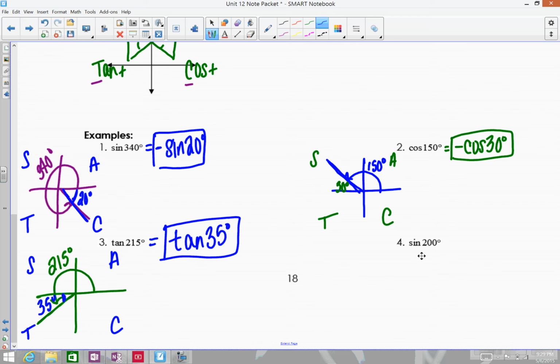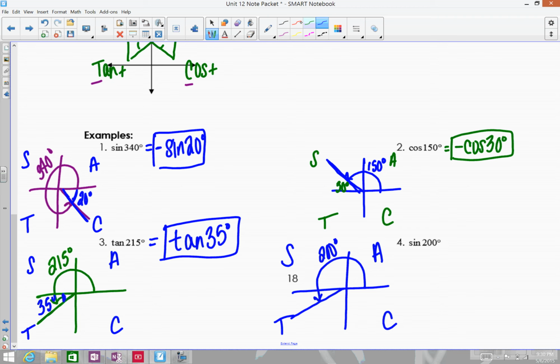Looking at this next one here, sine of 200. 200 degrees will be in the third quadrant. So if this is 200 degrees, we want to find the reference angle. The reference angle would have to be 200 minus the 180 that we don't want, so we get 20 degrees. Since tan is the only thing that's positive, and this is sine, it's going to become negative sine of the reference angle, 20 degrees.